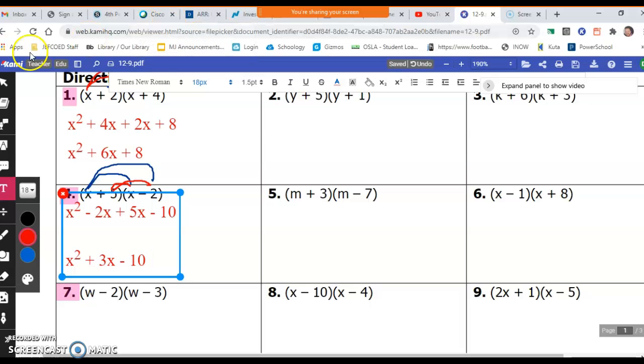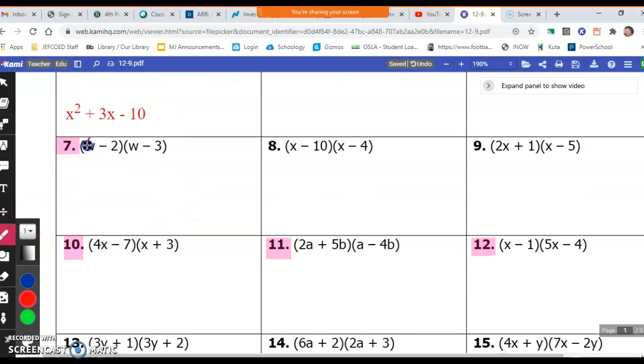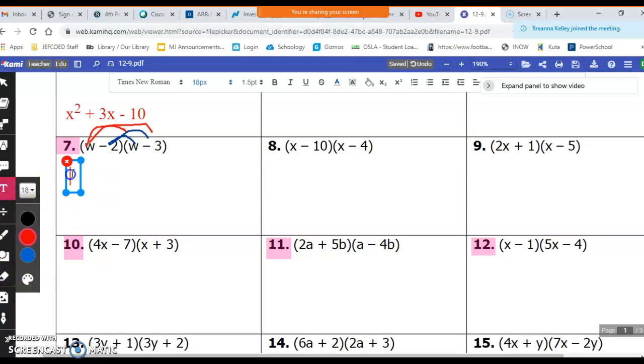But let's look at number 7. All right, here again, we're distributing the w to the w and the negative 3, negative 2 to the w, and the negative 2 to the negative 3. Okay? So we've got w times w is going to be w squared. W times negative 3 is going to be negative 3w.